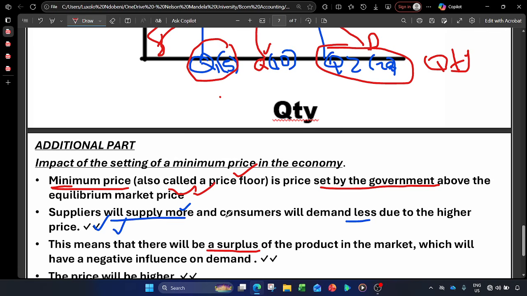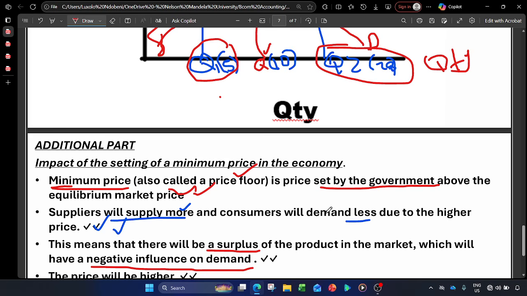And what will a surplus influence? A surplus will have a negative influence on the demand. Yes, because according to the law of supply, guys, when the price of a product increases, the supply of a product also increases. Because if you have your own business, and you see that the prices of, let's say, Mobicel are increasing, you can increase the quantities, you can supply more Mobicels, because you know people will have to pay higher prices to buy this product.